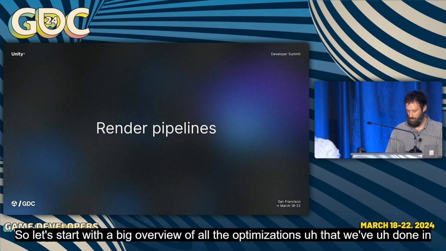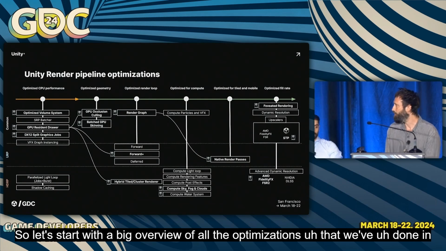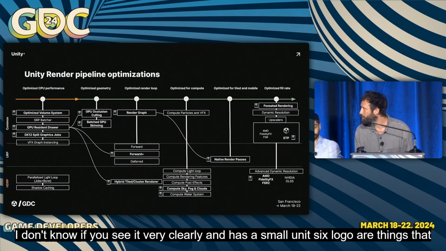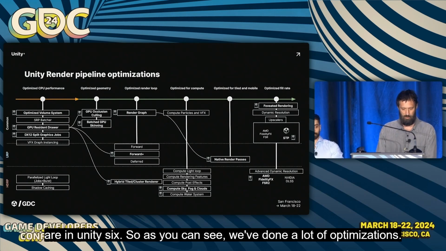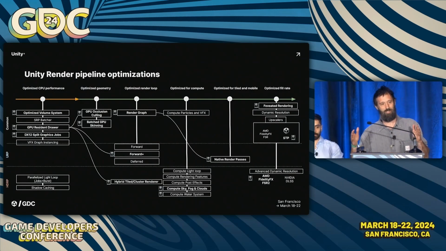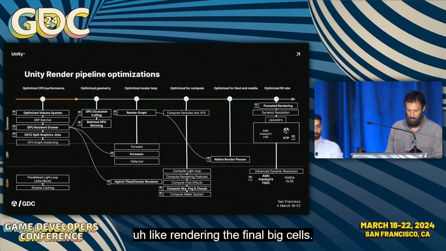So let's start with a big overview of all the optimizations that we've done in the past years on render pipelines. Everything which is in bold, I don't know if you see it very clearly, and has a small Unity 6 logo, are things that are in Unity 6. So as you can see, we've done a lot of optimizations. We start from the left with the CPU, then going to the GPU, compute, low-level optimizations on mobile, and finishing with rendering the final pixels.